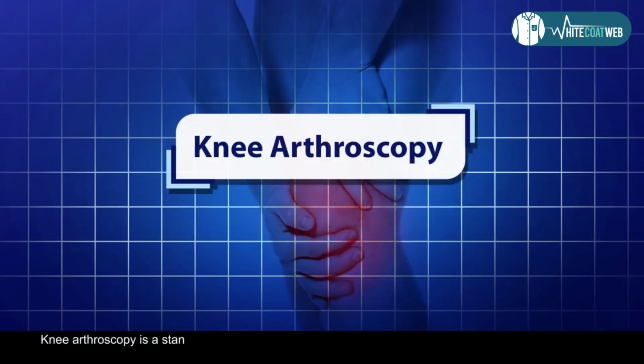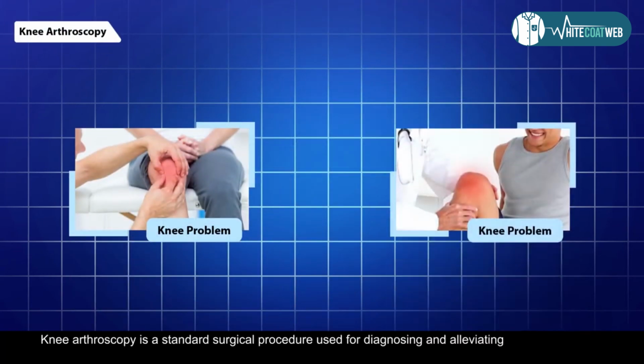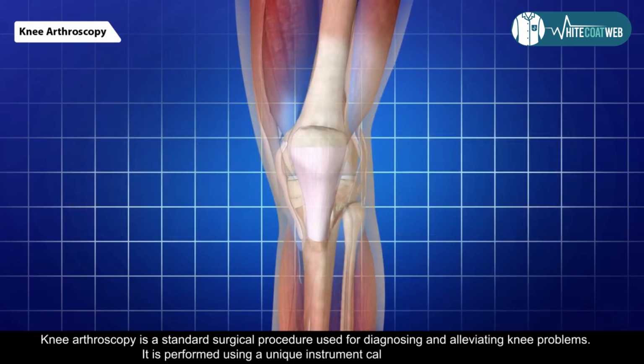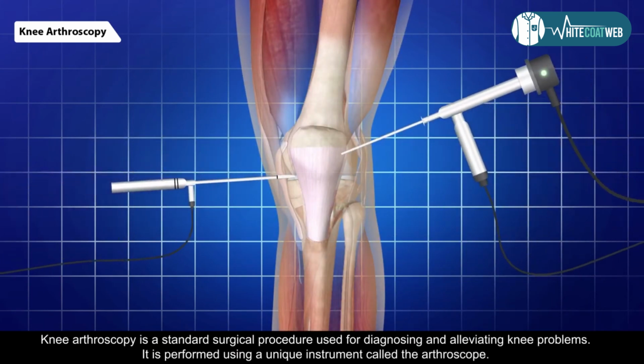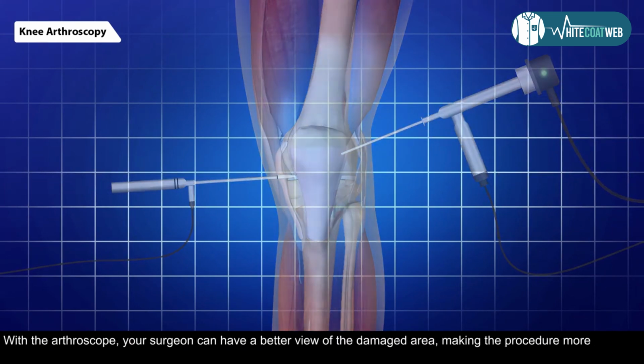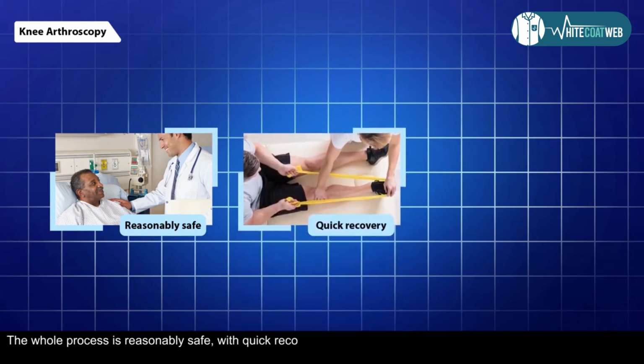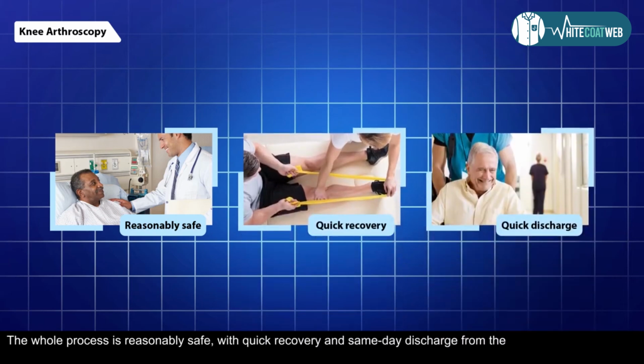Knee arthroscopy is a standard surgical procedure used for diagnosing and alleviating knee problems. It is performed using a unique instrument called the arthroscope. With the arthroscope, your surgeon can have a better view of the damaged area, making the procedure more efficient. The whole process is reasonably safe, with quick recovery and same-day discharge from the hospital in most cases.